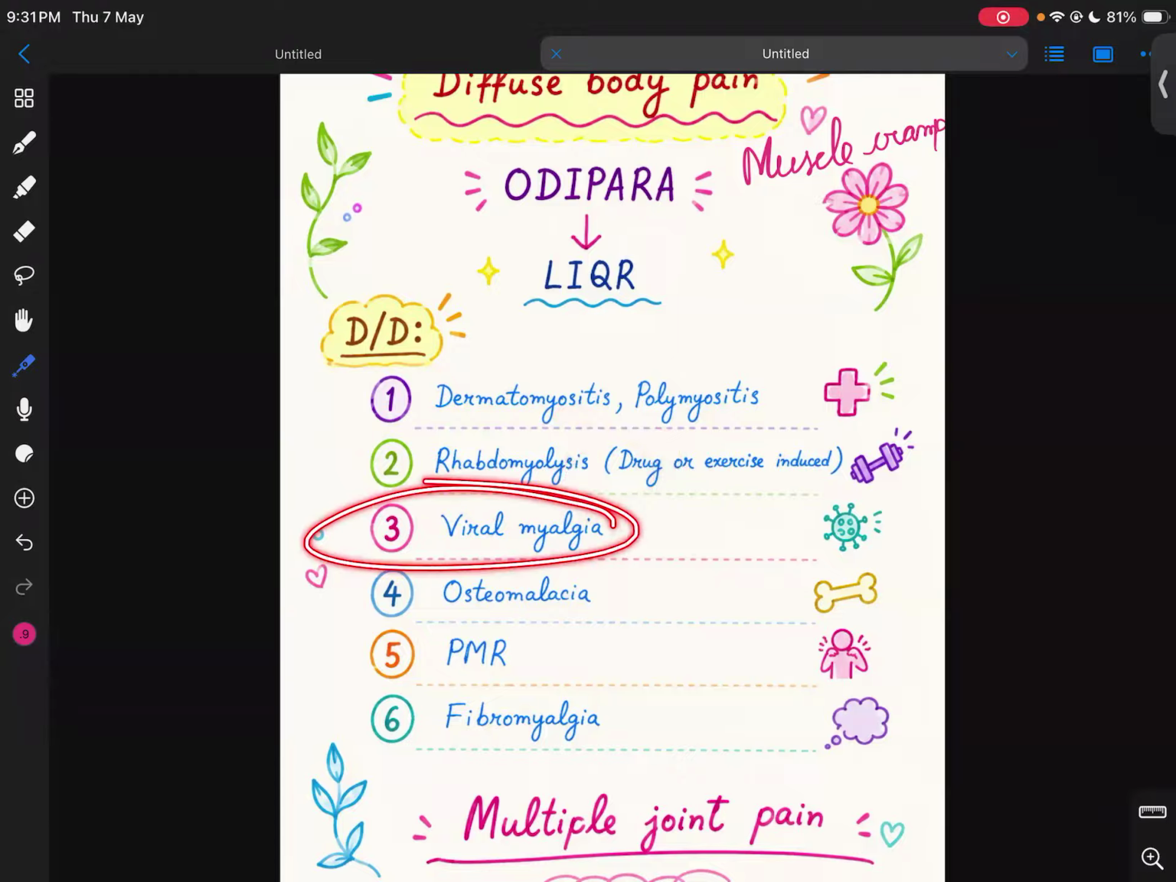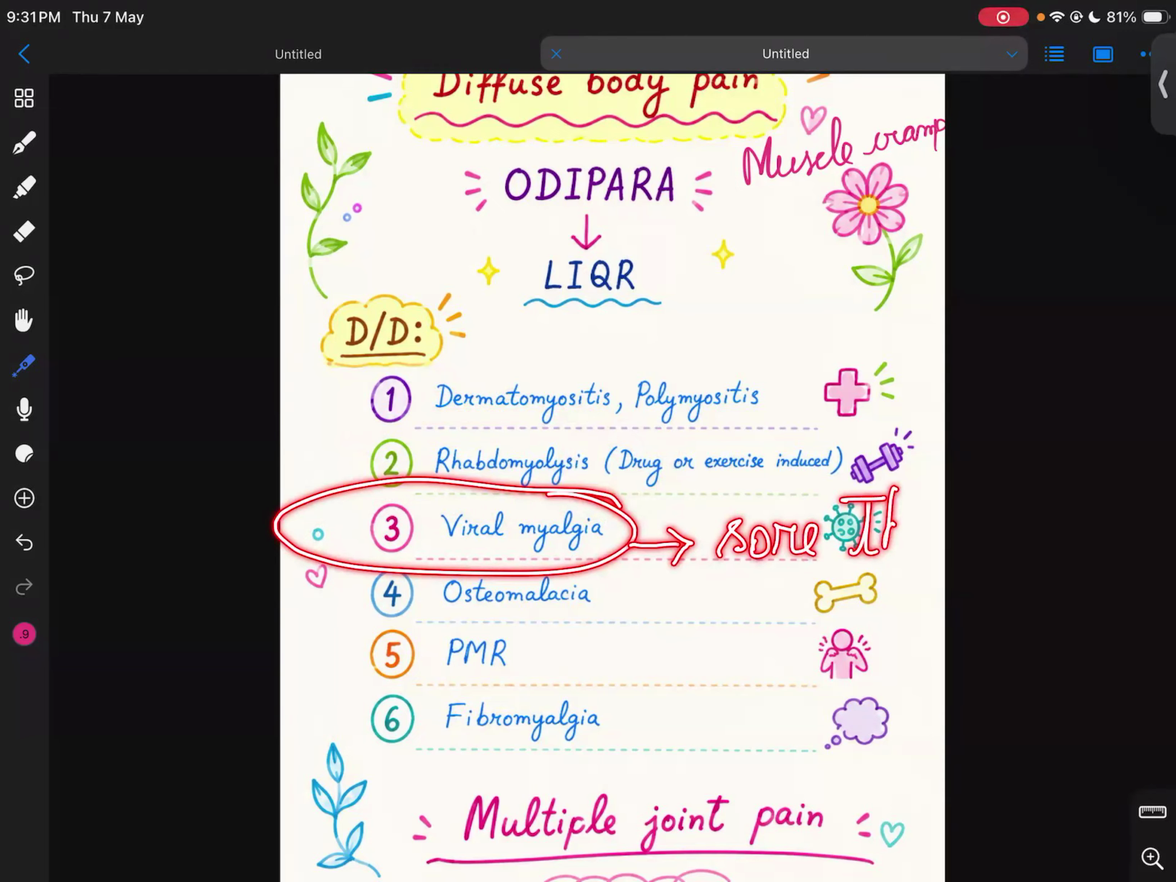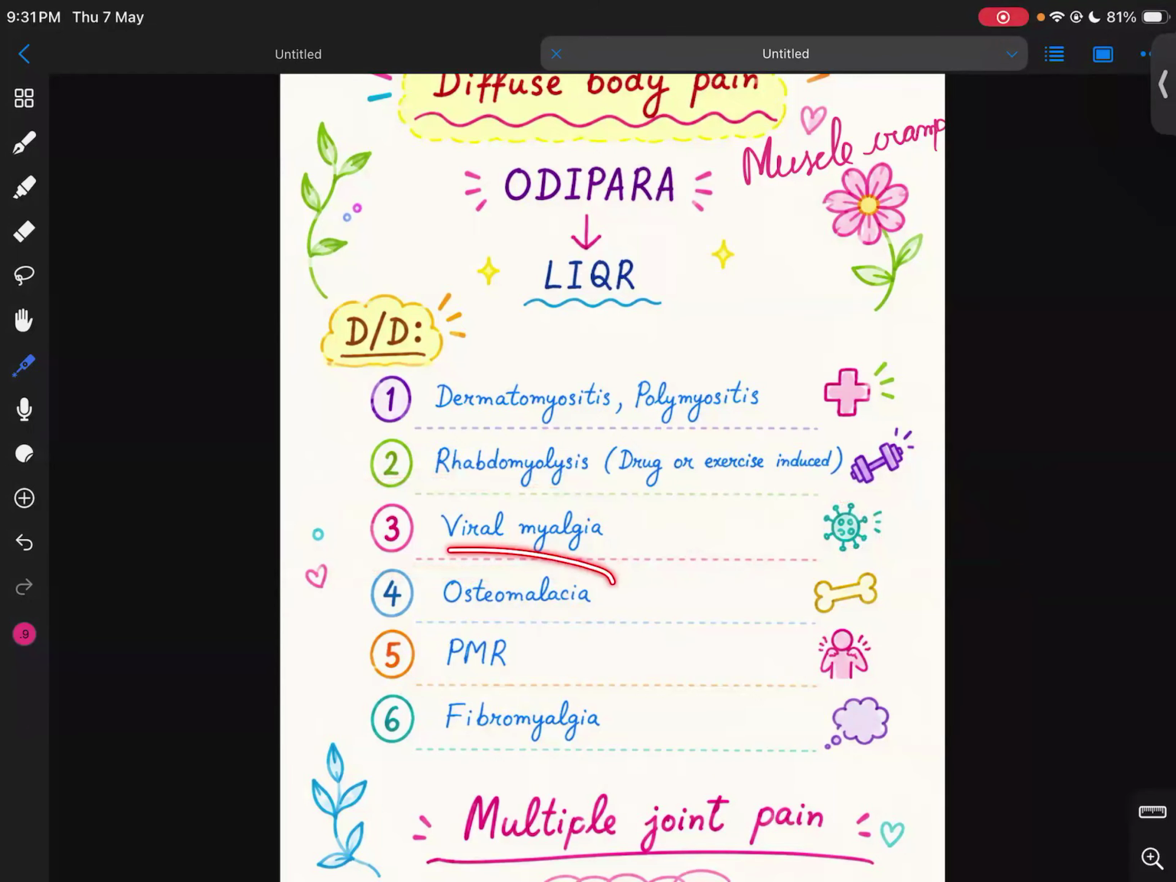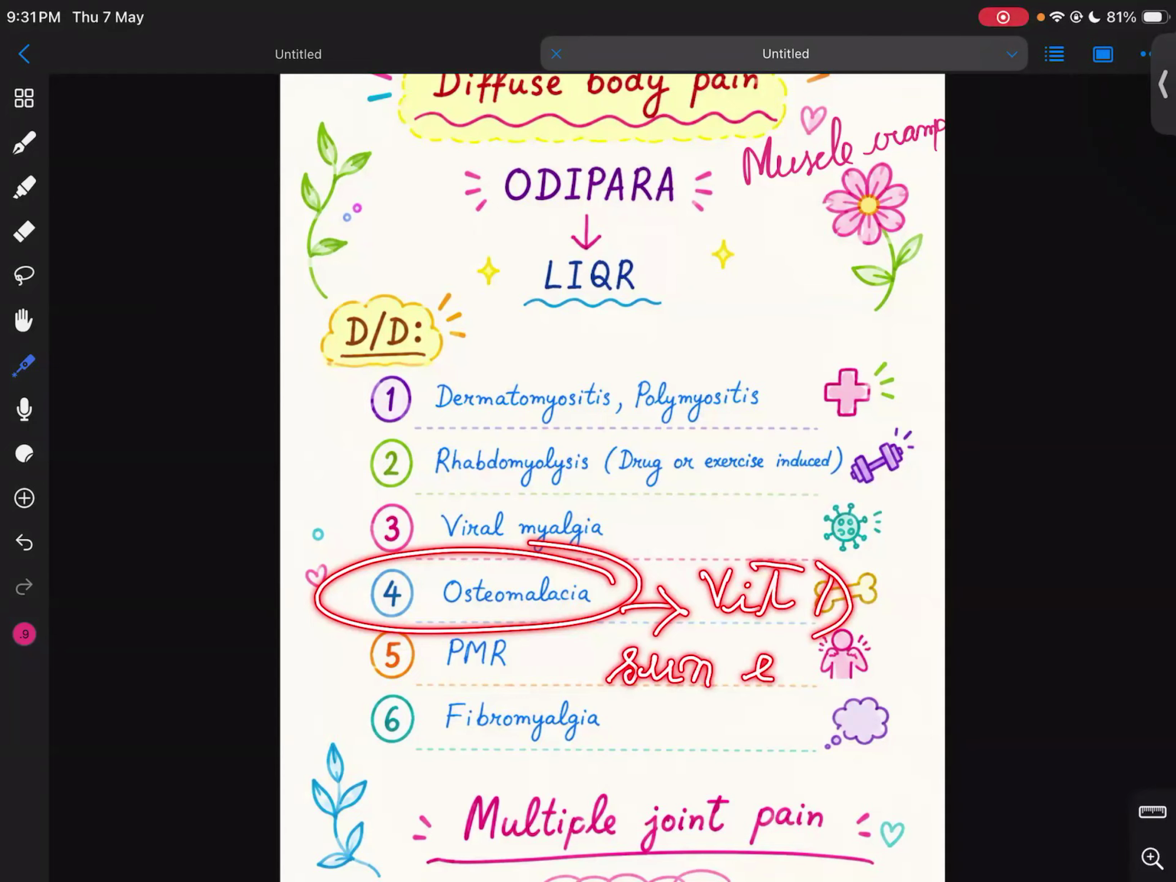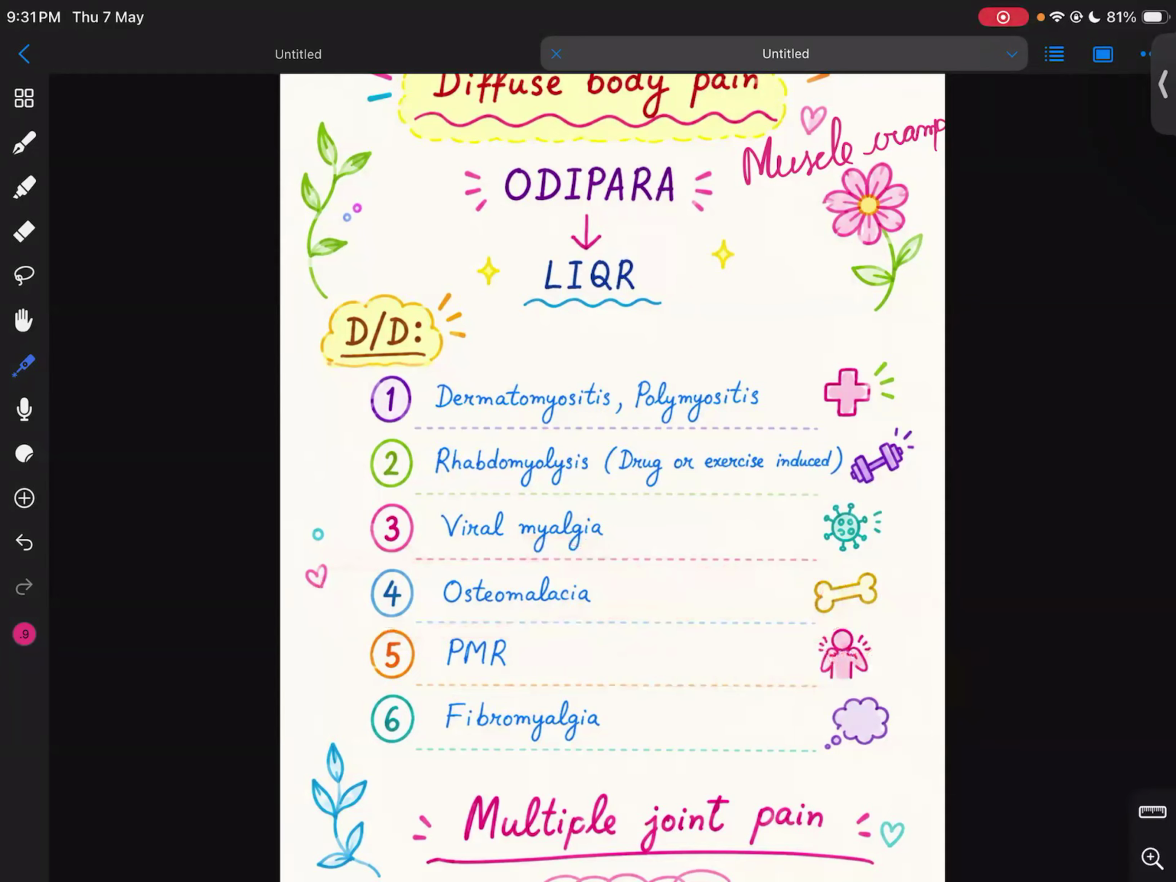Then it can be fibromyalgia. To rule it out, we just have to ask about any recent sore throat. It can be due to osteomalacia, due to vitamin D deficiency. To rule it out, we have to ask about sun exposure. Do you have enough sun exposure? Just ask this to rule out osteomalacia, because there may not be any case of osteomalacia, but by asking this question, you are sending a signal to the examiner that you are ruling out osteomalacia as one of the DD.